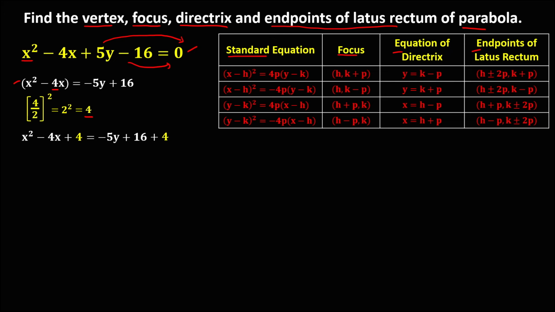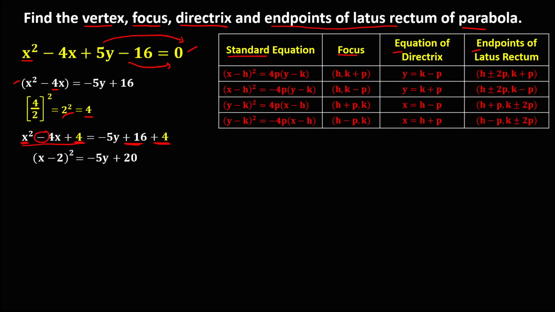Then this time, we can now do quadratic factoring. For x squared minus 4x plus 4, the factors for x squared are x times x. Since the middle term is negative, this is minus. And the factors for 4 are 2 times 2, then the quantity to the power 2. Then on the right side, bring down negative 5y. Then we can combine 16 plus 4, that's positive 20.